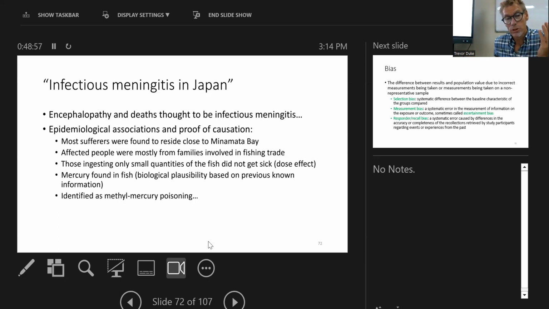So the point was that all of these principles were applied to this case control study to go from just an association that was observed to causation, right? Proving causation.